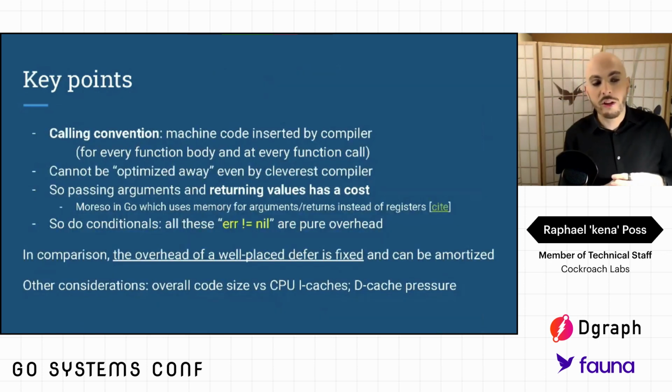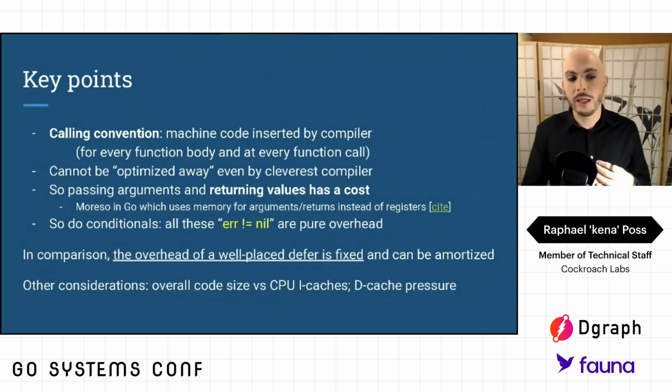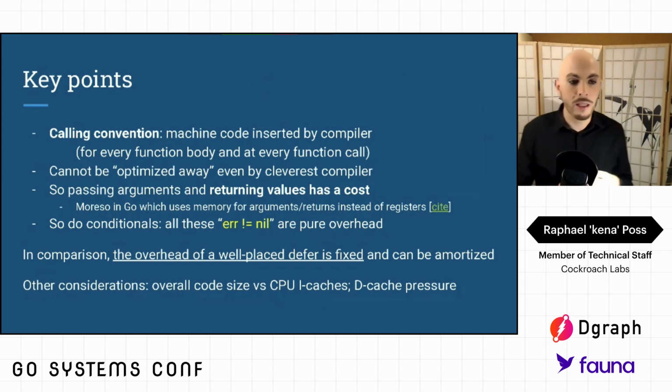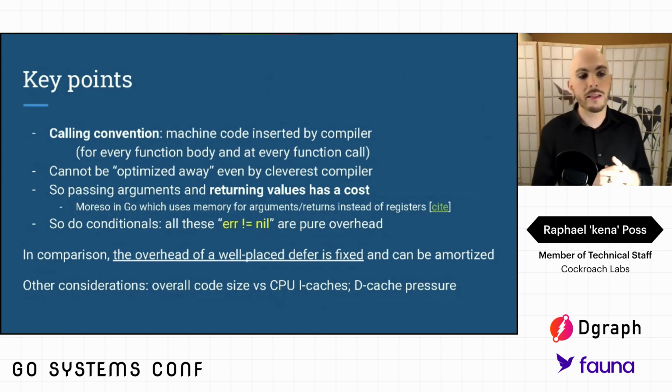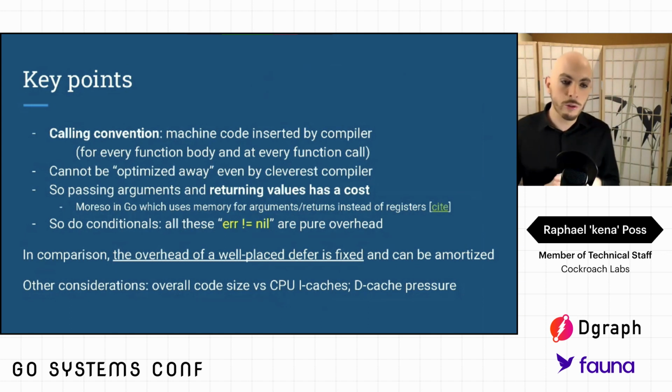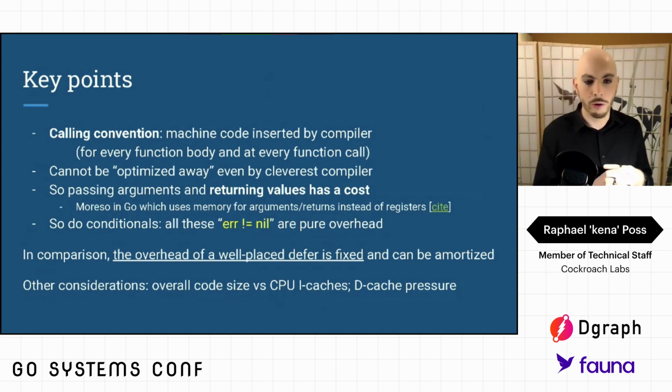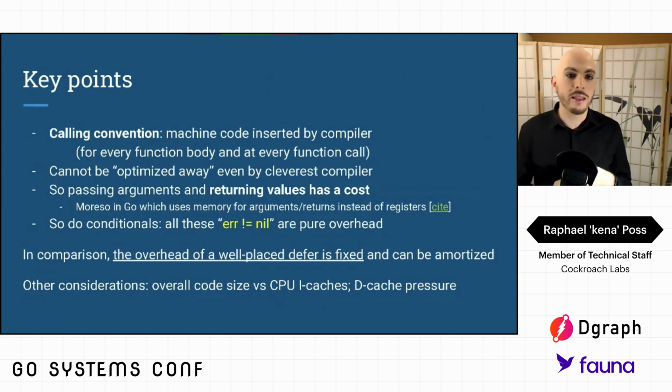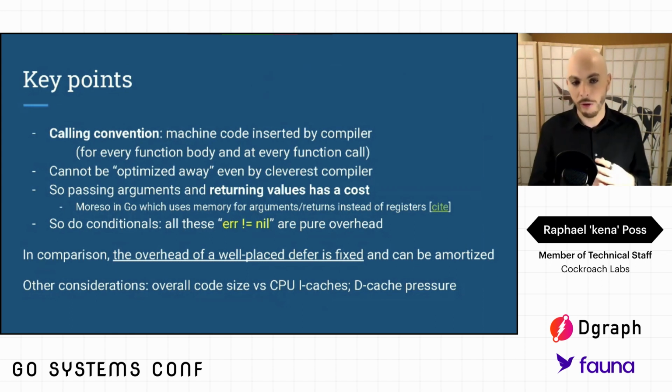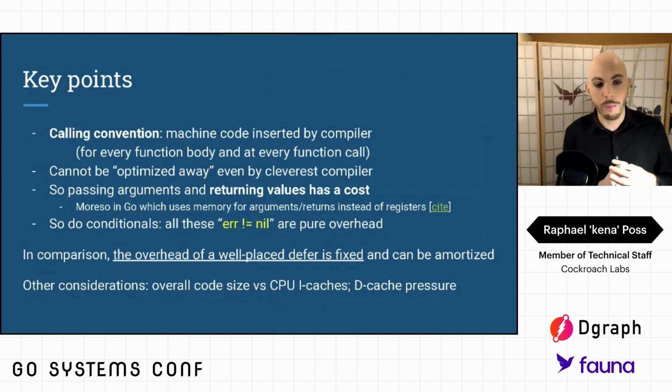So the message that I was trying to convey back in the day is that calling conventions matter. This is something that the compiler generates for every single function body and every function call. And this is therefore something that is not part of the main body of computations and therefore cannot really be optimized away. This is also something that differs in Go compared to other languages.